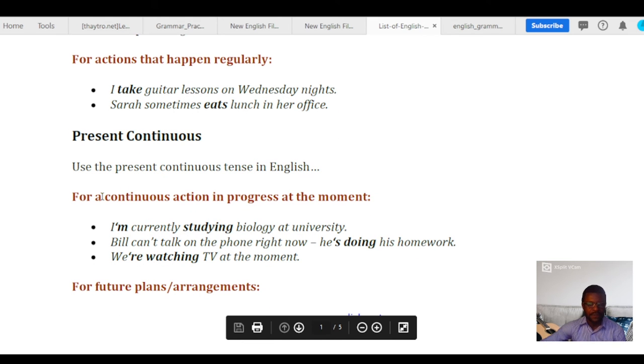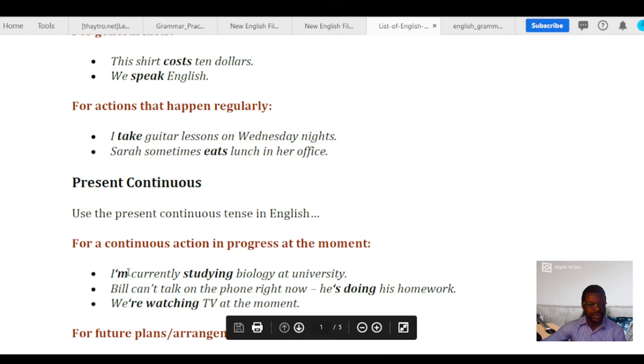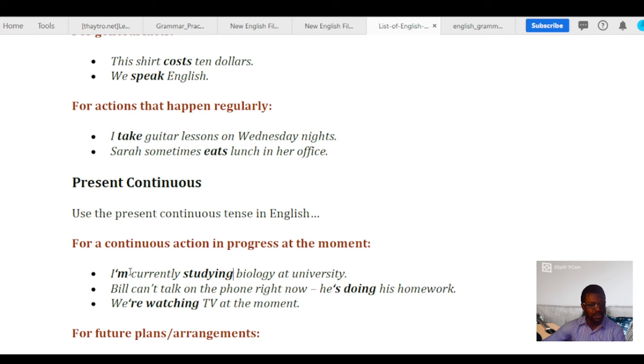So don't forget, in your present continuous, you must remember to use your auxiliary or helping verb. Like "I am," you must put the "am." He is studying biology. She is studying biology. They are studying. You are studying. Alright?